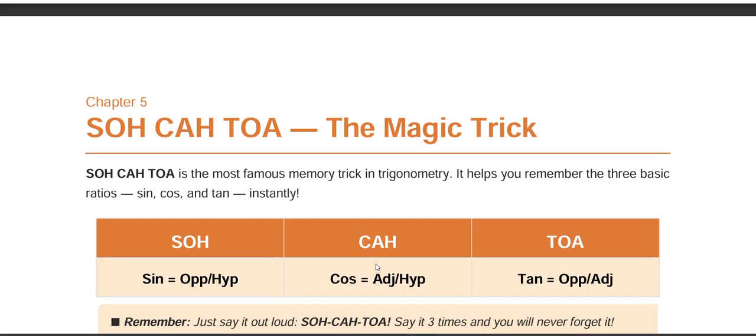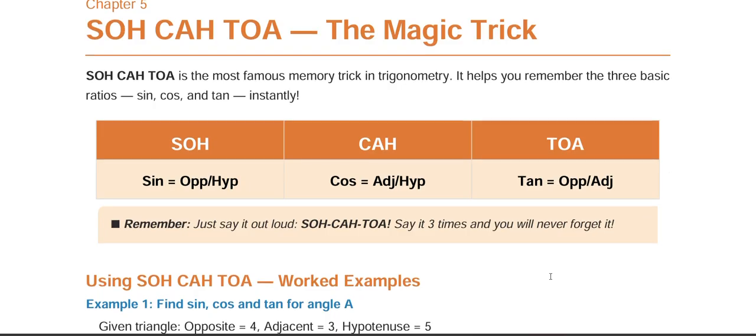Now we'll move towards chapter 5. Now I'm going to teach you the most famous memory trick in all of this trigonometry. You heard somewhere SOH CAH TOA formula. SOH means sine equals opposite over hypotenuse. CAH, cos equal to adjacent over hypotenuse. TOA, tan is equal to opposite over adjacent.